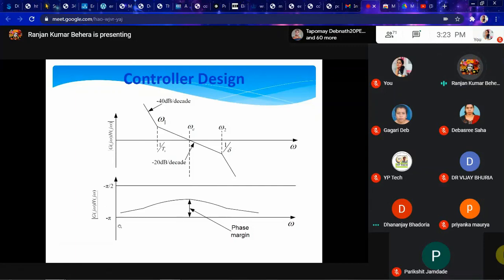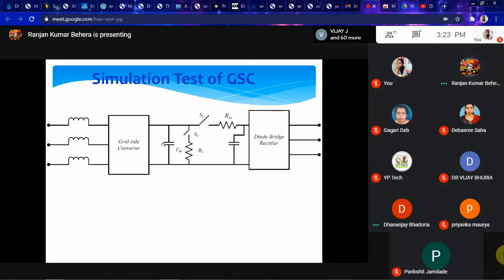Okay, you can see there is a phase margin, and the gain margin and phase margin, you can find it. Then we did the simulation study. We test the grid side converter. So what we did, we have one side, we feed from this 3-phase through the grid side converter. We charge this capacitor and connect it to the load resistance.